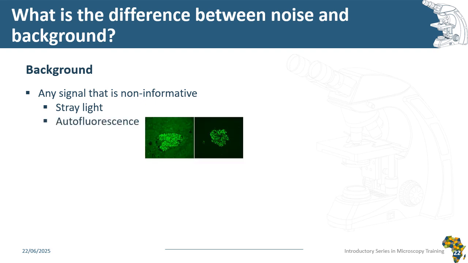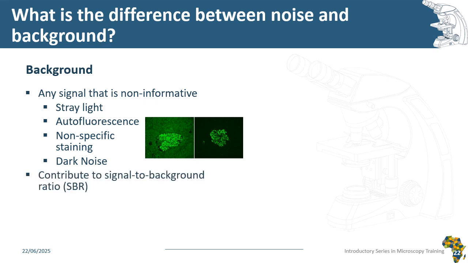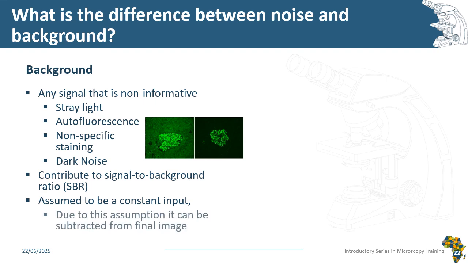A lot of biological samples have autofluorescence. So when you acquire them, you obtain the signal you want, but also non-informative signal, which is going to be autofluorescence and non-specific staining. Maybe you have another staining, and you get some fluorescence and some light also from there, and dark noise. And this contributes to the signal to background ratio. Most of the time, we can assume it as a constant input, and then you can subtract it from the final image.